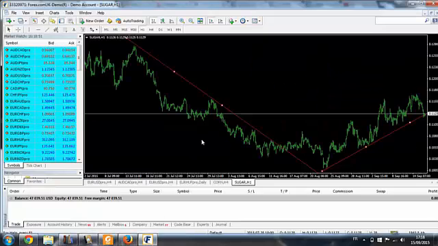The other example here, we have a reversal trend line. So the first trend line is this one, and the reversal trend is this one, and we do not have a sharp angle. This is a 19 degree angle, and this is a reversal trend line.